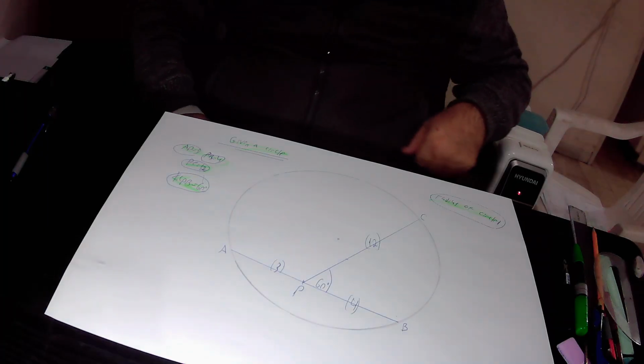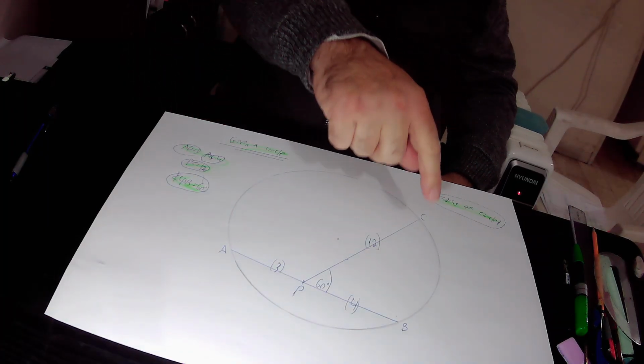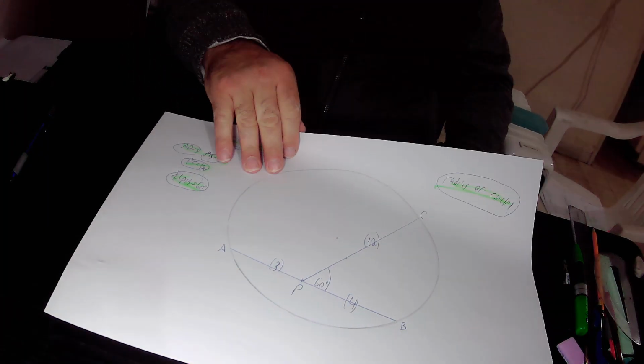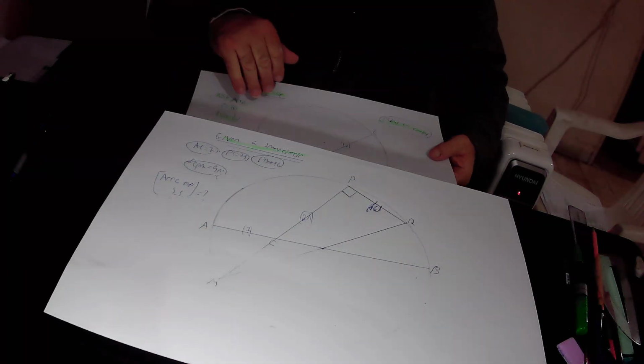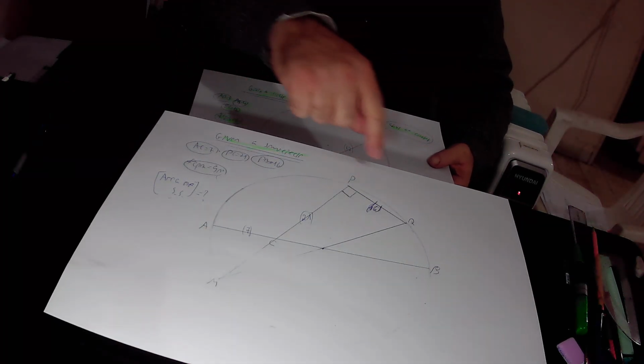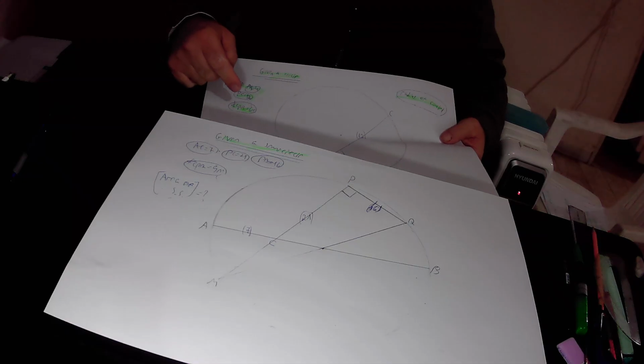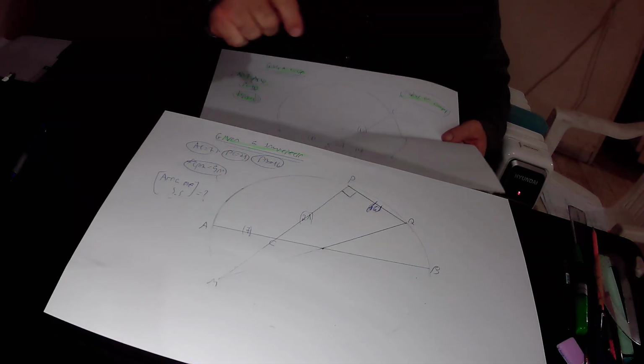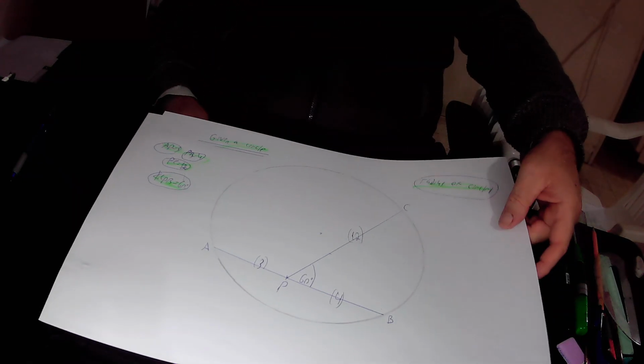And now in this lecture I'll answer two questions. In the first question we'll find out the radius of this circle, and in the second question we'll find out the area of this semicircle APB. So let's start with the first question.